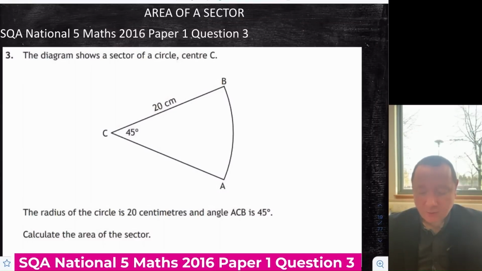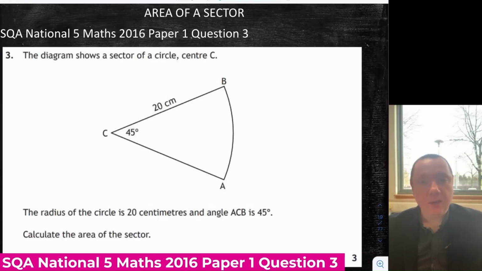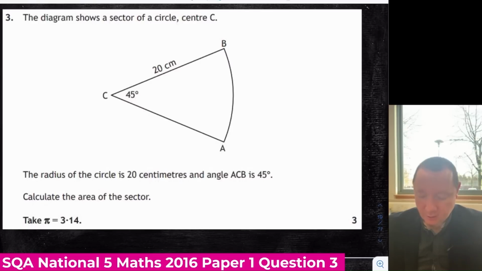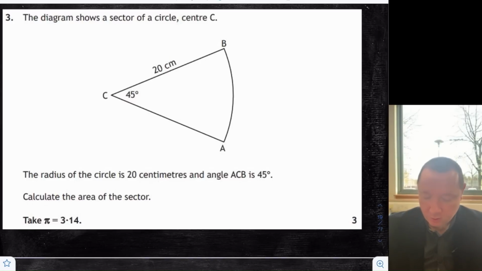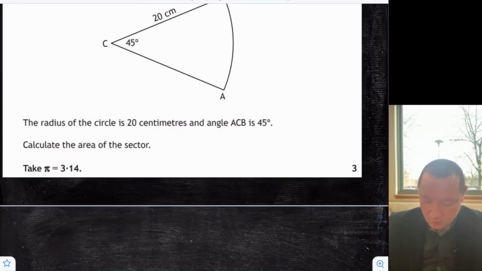SQA National 5 Maths 2016, Paper 1, Question 3 for area of a sector. The diagram shows a sector of a circle, centre C, and the radius is 20, the angle is 45. Calculate the area of the sector without a calculator. So we'll start off the same way.